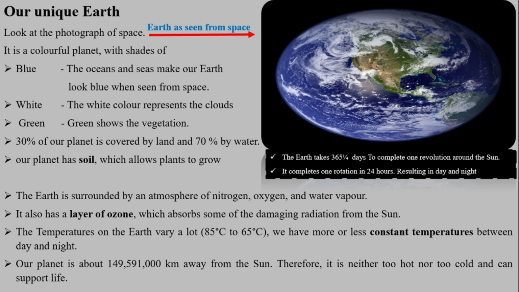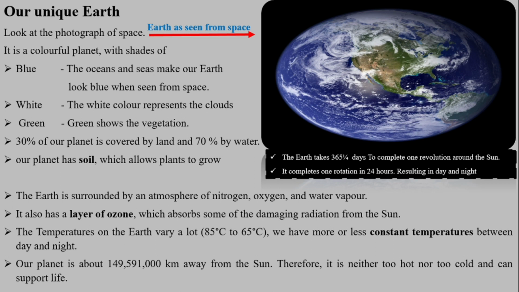And the next two features you can see near the map: Earth takes about 365 and a quarter days to complete one revolution around the sun. A quarter means 6 hours. You know that we have a leap year, every 4 years. The quarter consists of 6 hours.